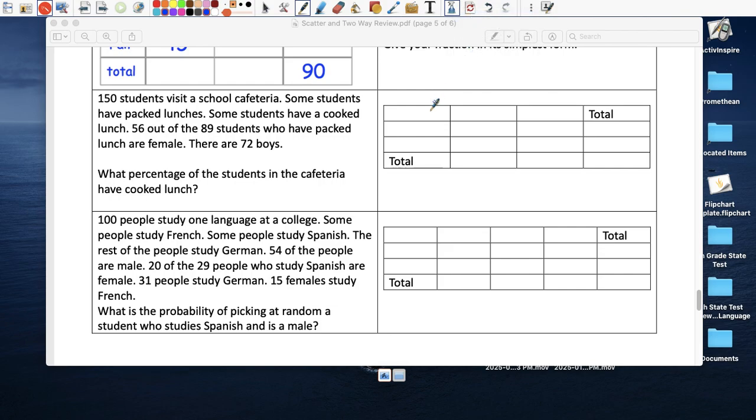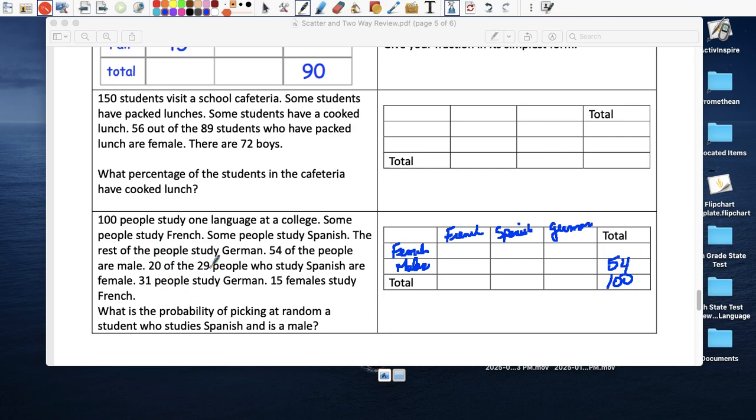And the last one, again, empty, 100 people. Study a language. Some people study French, Spanish. What's the other language? German. Ugh, that's a tough one. And again, females and males. All right. 54 of the people are male. So in my male column, total is 54.